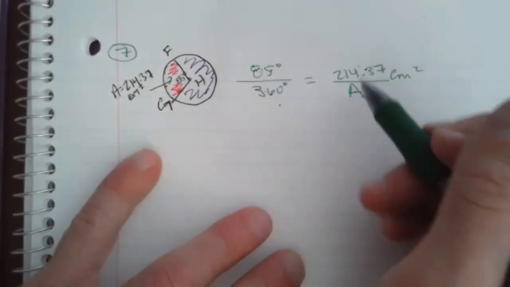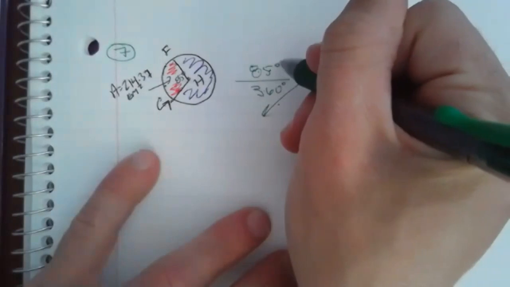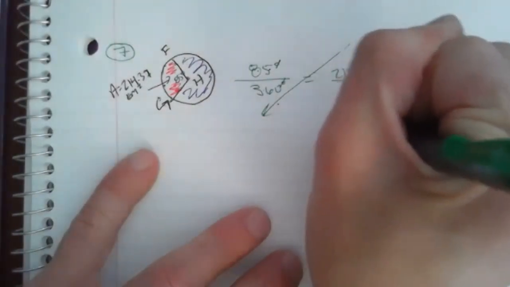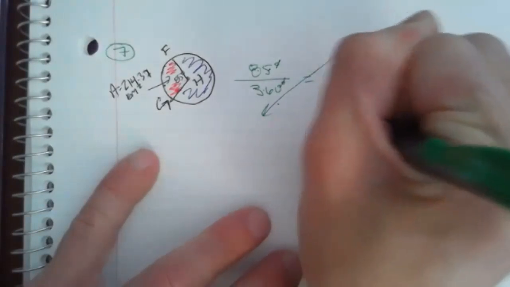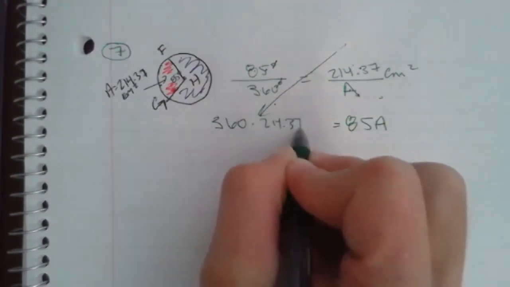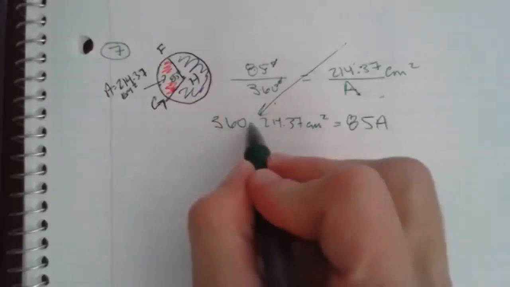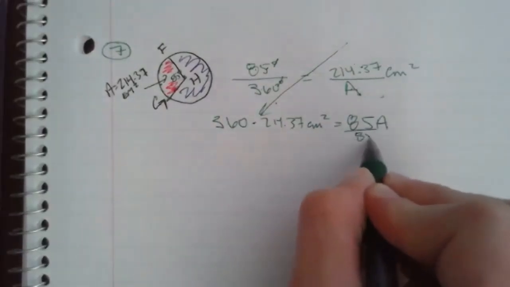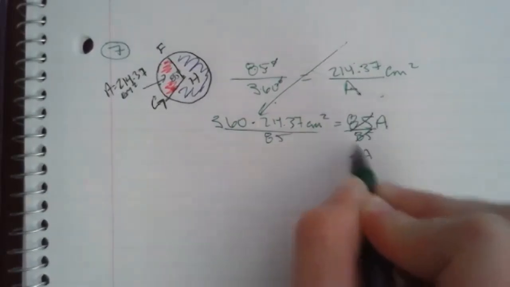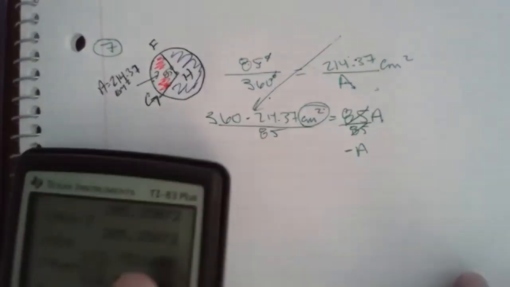My variable's down here, so maybe the simplest thing to do is cross multiply. Oh wait, let's actually simplify. The degrees cancel out, so I don't need to bring them with me. But I do have 85A equals 360 times 214.37 centimeters squared. To get A by itself, I'm going to divide by 85 on both sides. And notice my only unit is square centimeters, which is an area unit. So I'm on the right track.